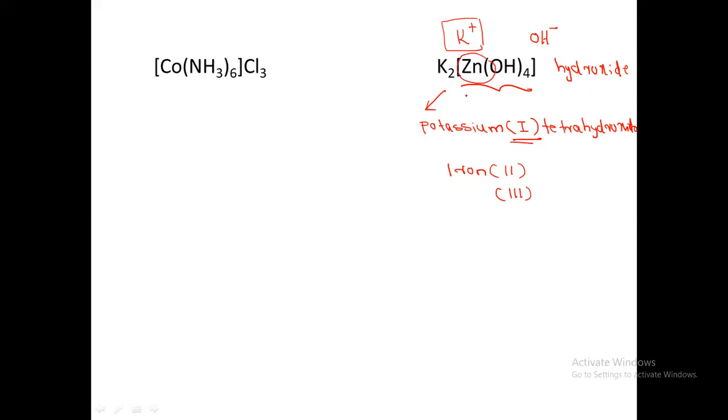So the main difference between the nomenclature of positive and negative complex is in the metal. For a positive complex, we use the name of the metal as such: cobalt, chromium, nickel. But when the metal is part of a negative complex, we have to add the suffix ate to the metal name. So zinc plus ate becomes zincate. So when to add ate? When the metal is part of a negative complex.